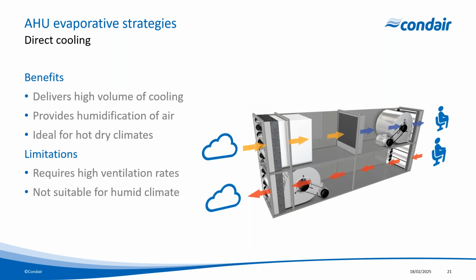Now, the benefits with this type of system are that it can deliver a significant amount of cooling, as we talked about, 680 watts per kilogram of water evaporated, as well as the potential for humidification in winter months. However, there are going to be some limitations. It does typically require high ventilation rates in order to maintain that cooling capacity, and it's not really suitable for humid climates where that evaporation is going to be limited. So the strategy is really ideal for hot, dry climates where the air can hold more moisture.